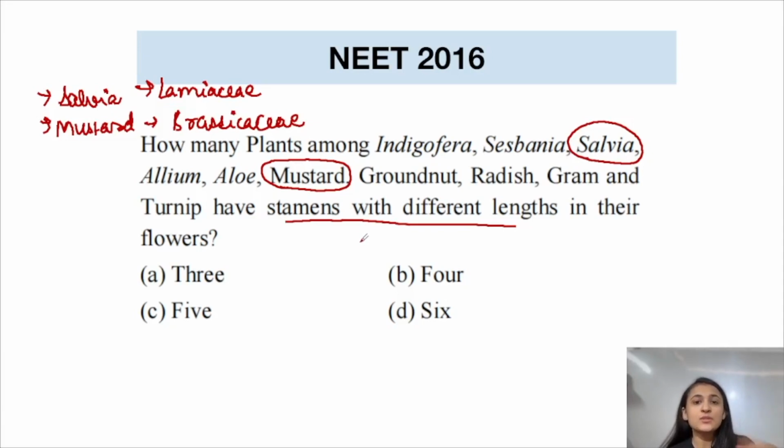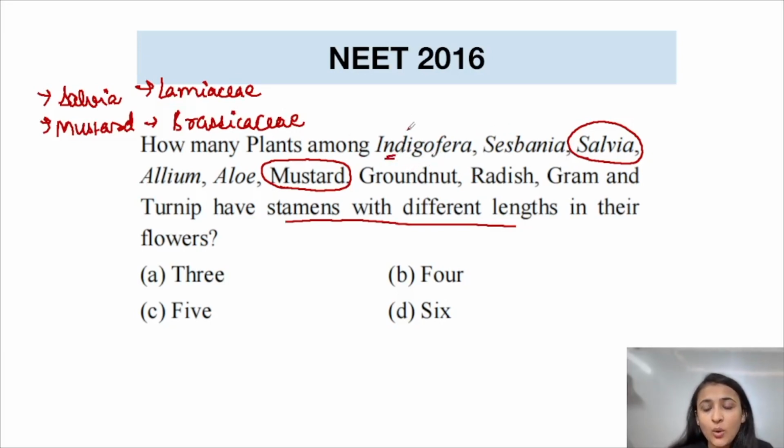Okay, some stamens would have longer filaments, some stamens would have shorter filaments, and both of these kinds of stamens are present within the same flower. So members of these two families show such kinds of stamens. So among all of these examples, we can just identify which of these members belong to Lamiaceae and Brassicaceae, and our answer would be there. Question would be solved, right? So let us look at each of the other examples and identify their families first. Okay, this is how you should approach a question.